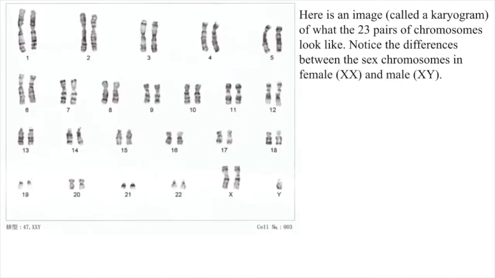Here is an image called a karyogram of what the 23 pairs of chromosomes look like. Notice the differences between the sex chromosomes in female XX and male XY.